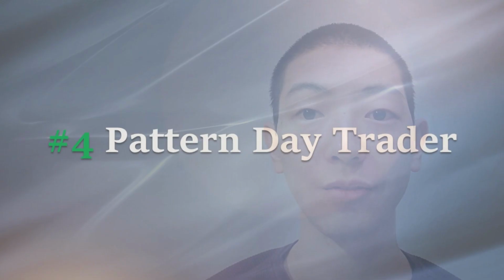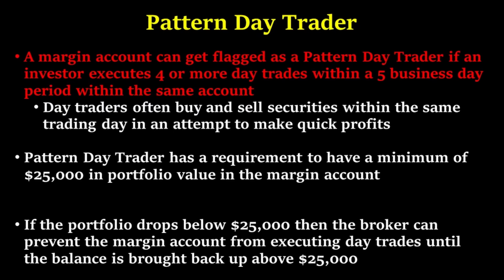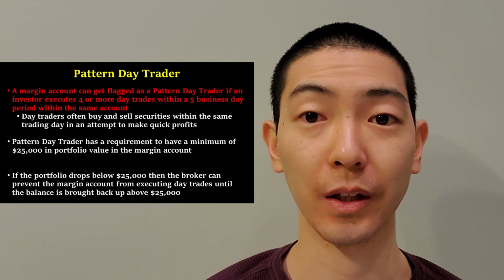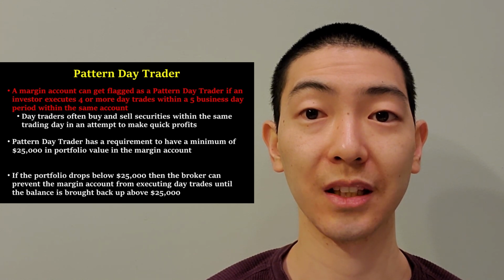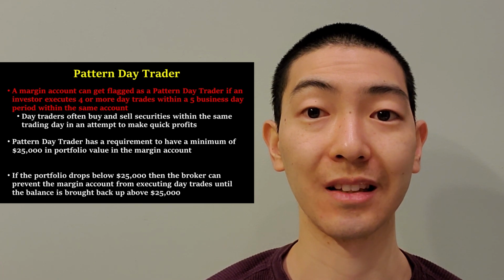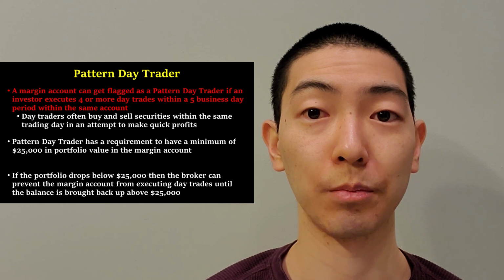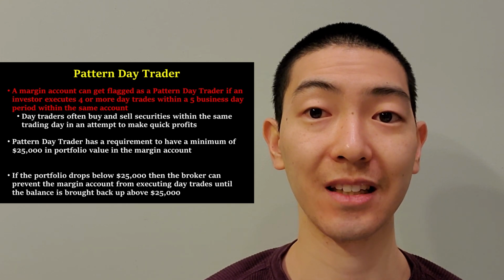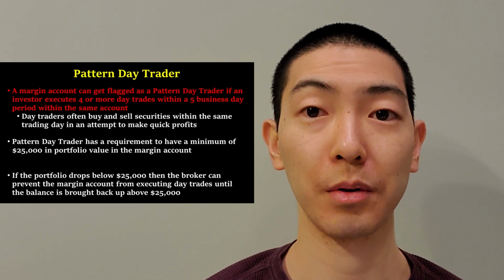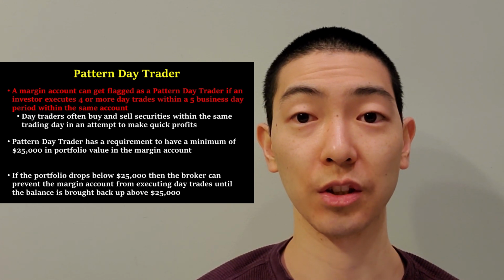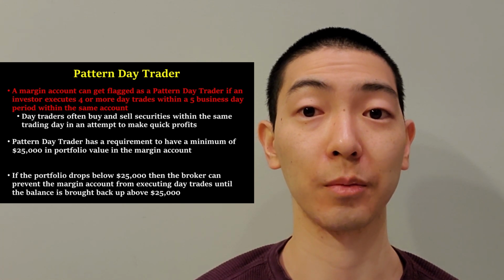If an investor has a high volume of day trades, buying and selling the same security within the same day, then their brokerage account can get flagged as a pattern day trader. If an investor executes 4 or more day trades within a 5 business day period within the same account, a pattern day trader has a requirement to have a minimum of $25,000 in portfolio value in the margin account. If the portfolio drops below $25,000, then the brokerage account can be prevented from executing day trades until the balance is brought back up above $25,000. Generally, the pattern day trader designation places certain restrictions on these investors to discourage excessive trading.